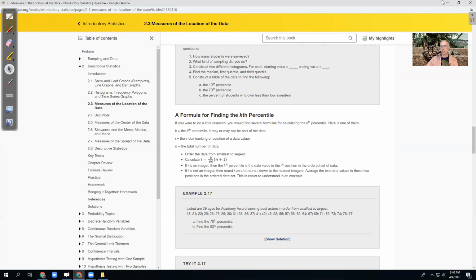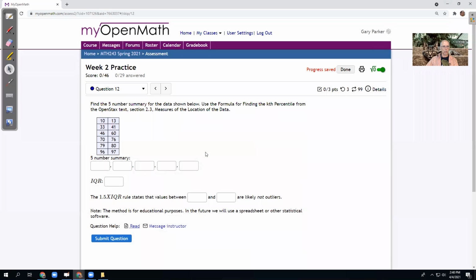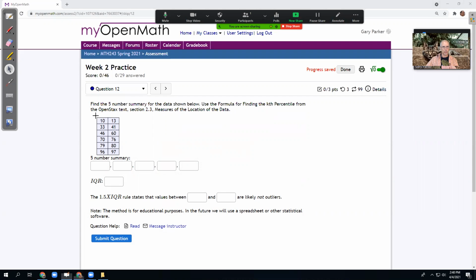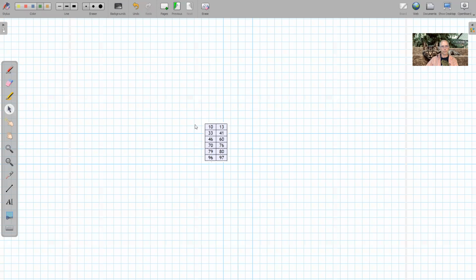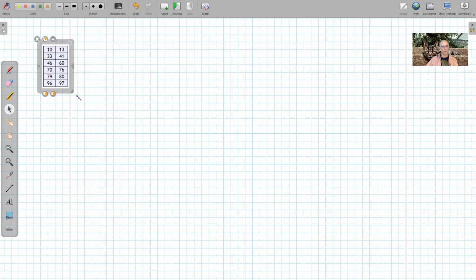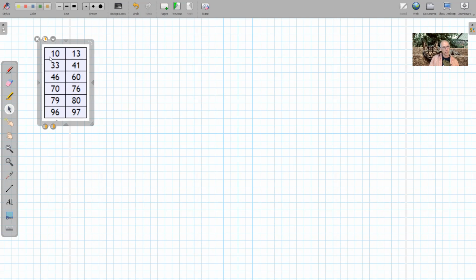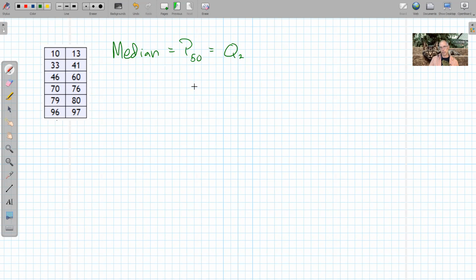So let's do it for this data set. We won't do all of them, but we'll do a couple. So I need those numbers right there. So write them down on paper. Here's my digital paper here. And the median is the 50th percentile. So I'm going to follow this method for the 50th percentile. So median is also called the 50th percentile, which is also the second quartile. So to find the 50th percentile, we first find the location of the number in the list. So locate the number.